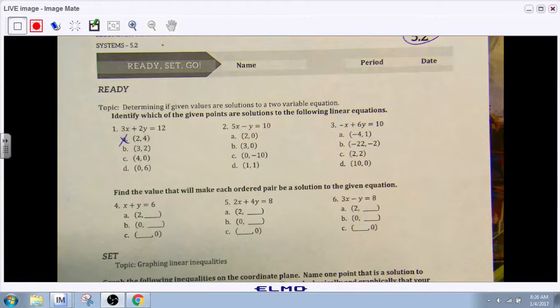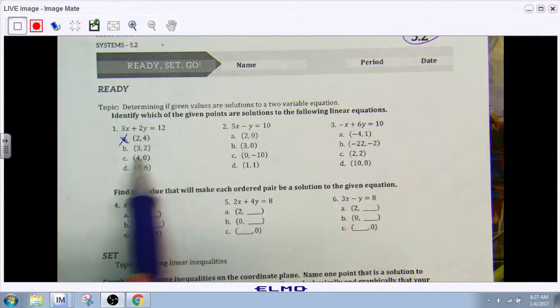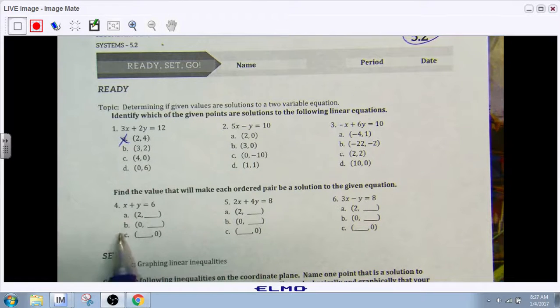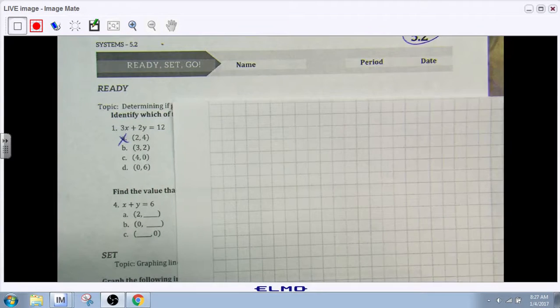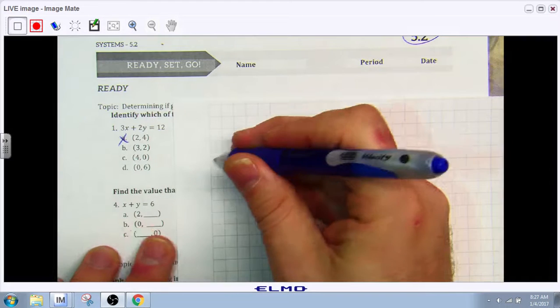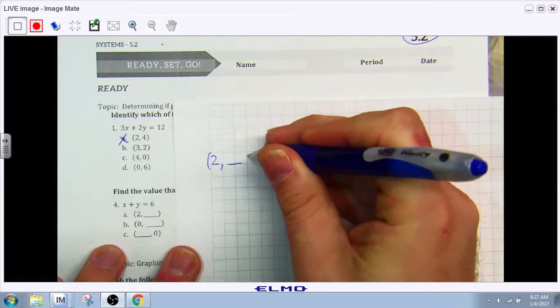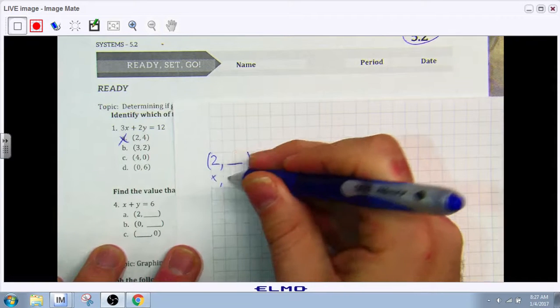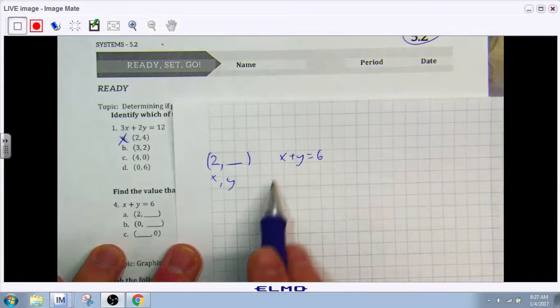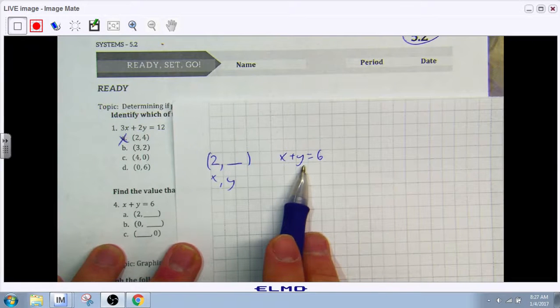Okay, so let's go ahead and look at this next one, though. That's how 1, 2, and 3 are. Let's look at 4, 5, and 6. You'll see the difference here is that 4, 5, and 6 do not give us one of the coordinate points. So for A here, I have (2, blank), and that's x plus y equals 6. So I know my x, I don't know my y.